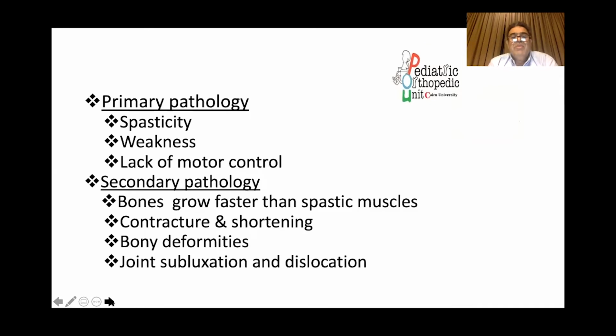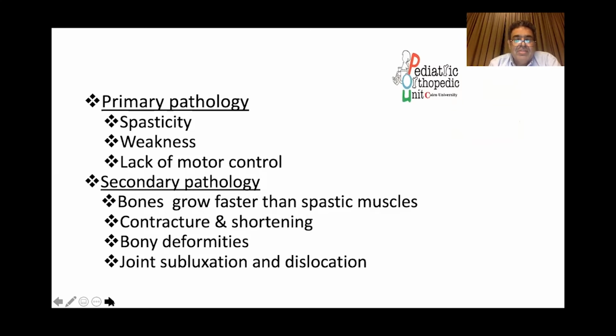Why? We have the primary pathology in the brain where the motor area 4 is affected. This leads to spasticity in the limbs, weakness. As I said, this is the cornerstone of cerebral palsy. Literally, cerebral palsy means weakness in the limbs due to cerebral insult and the lack of motor control, or the lack of selective motor control. The secondary pathology occurs in the limbs.